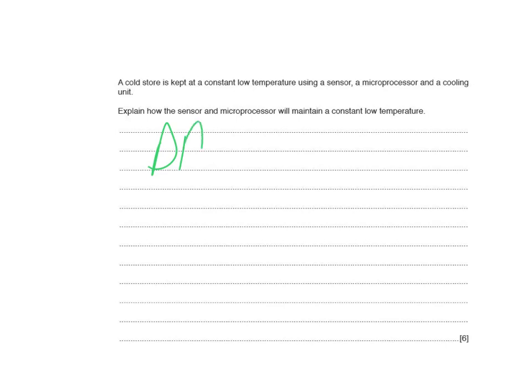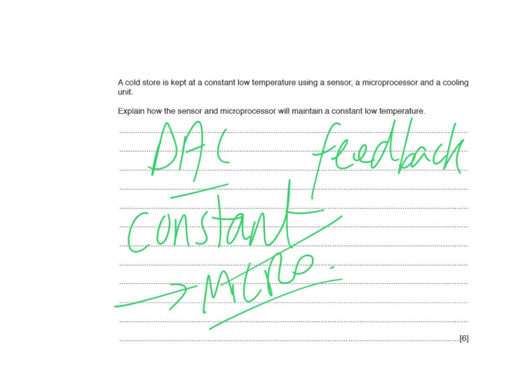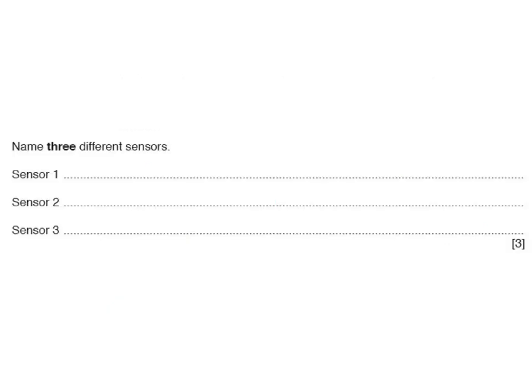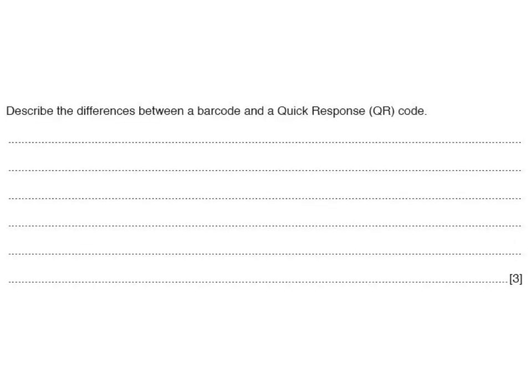Talk about digital to analog converters, feedback, that it's constant, repetitive, and then the usual answer here, that data is sent into the microprocessor. It's useful to practice the part that changes. For this, if the temperature is less than X, or the oxygen, I think this is related to that previous question, or whatever it happens to be, then send a message to OPALS, do this, do that, do the next thing. Three different sensors, I guess I've already covered that a million times, well maybe not a million but quite a few.